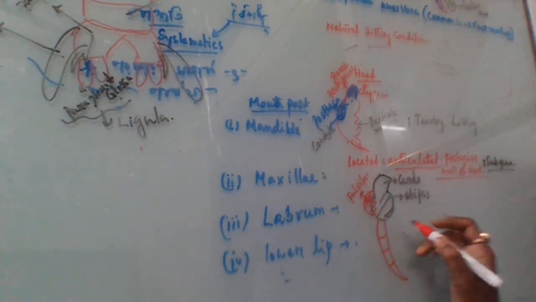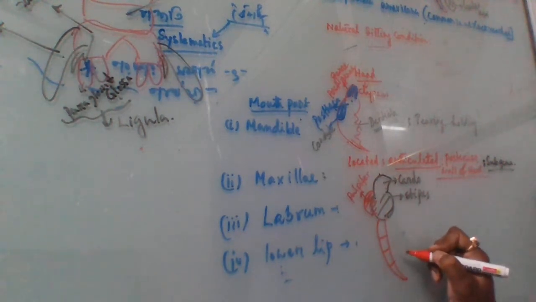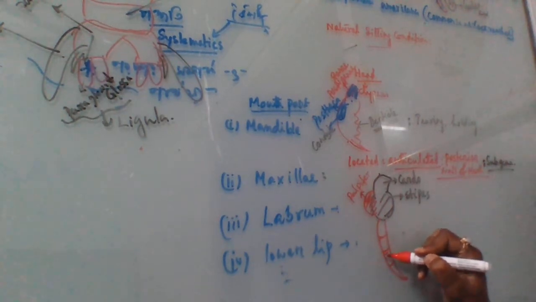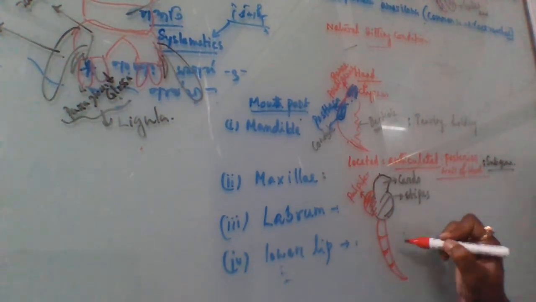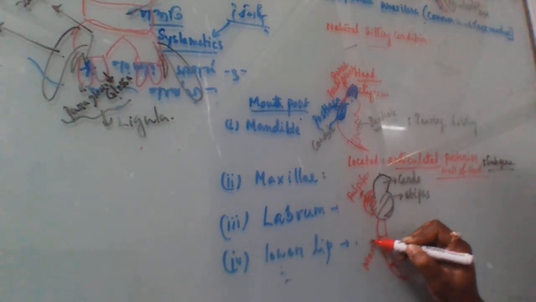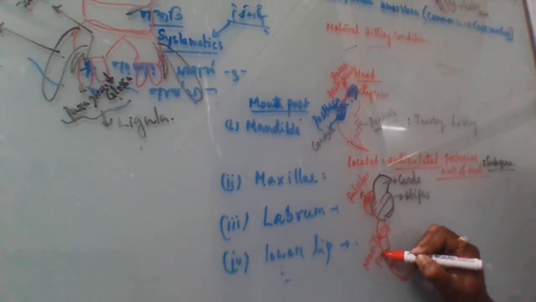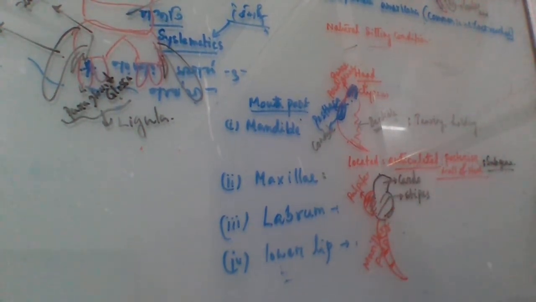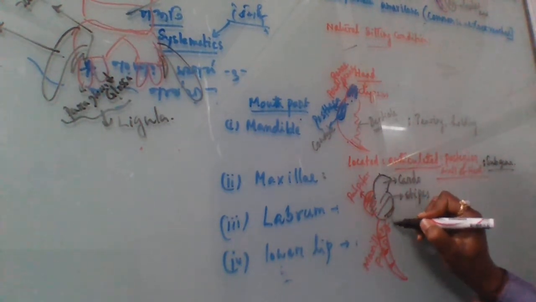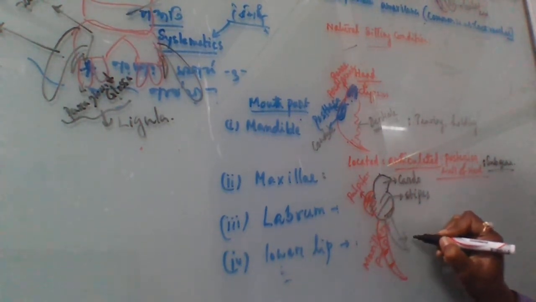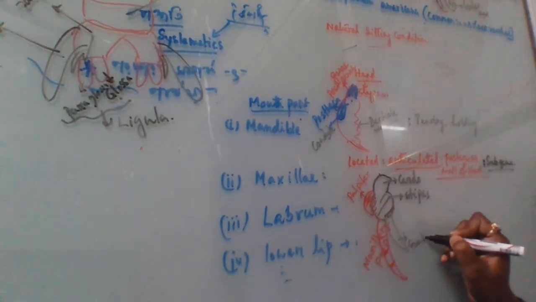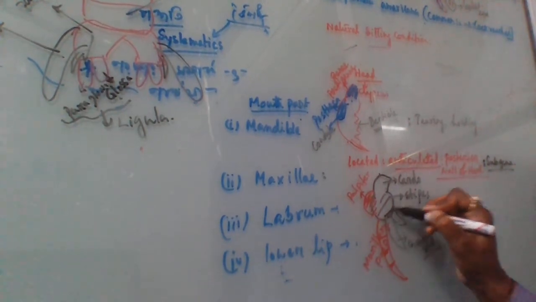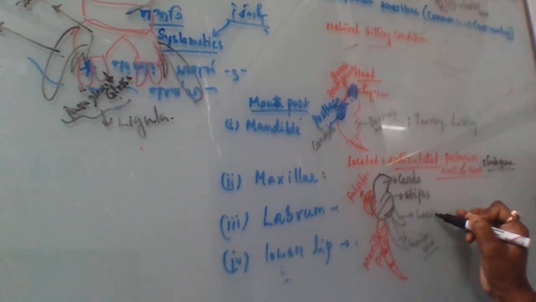As we know, all the appendages of arthropods are jointed, but it is clear this one is not segmented totally. So it is the maxillary palp, and from here you have two things. The second one is the galea, the second appendage, and the third one is the lacinia.